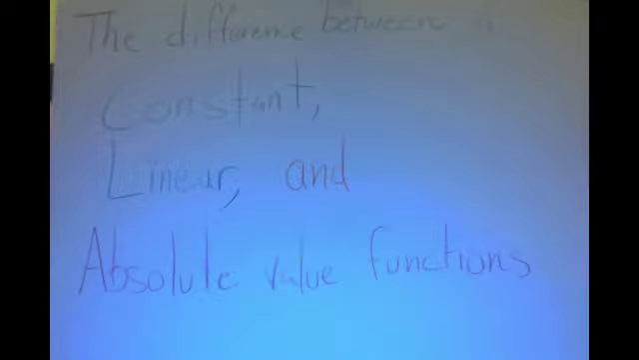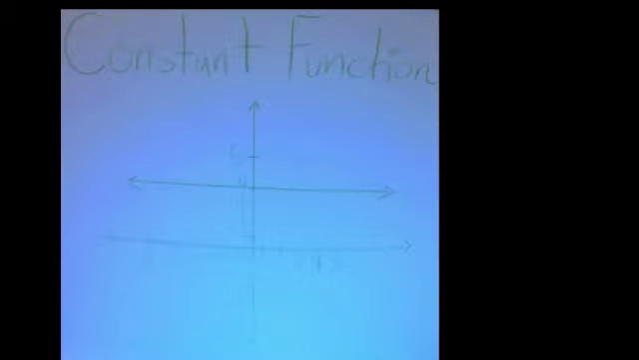The last topic is the difference between a constant, linear, and absolute value function. So the first kind of function is a constant function. This means that x always equals 0 no matter what y is. This means the line is always straight.